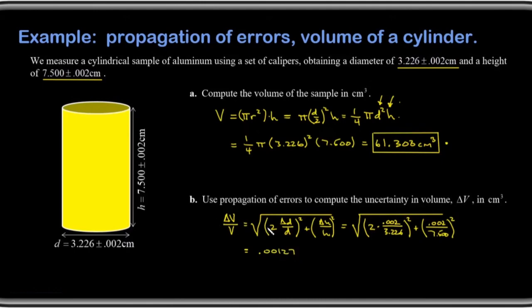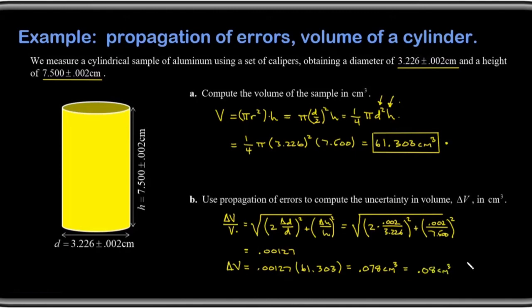Now this is the relative uncertainty in the volume. In other words, you think of it as a percent uncertainty, so it's about a 1/10 of 1%. To get the actual uncertainty in the volume, we need to multiply both sides by that V that's in the denominator. So delta V is 0.00127 multiplied by my volume itself, which was 61.303 cubic centimeters. And this gives me an uncertainty of 0.078 cubic centimeters.